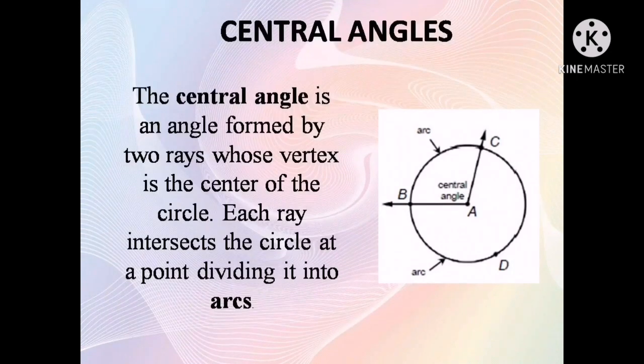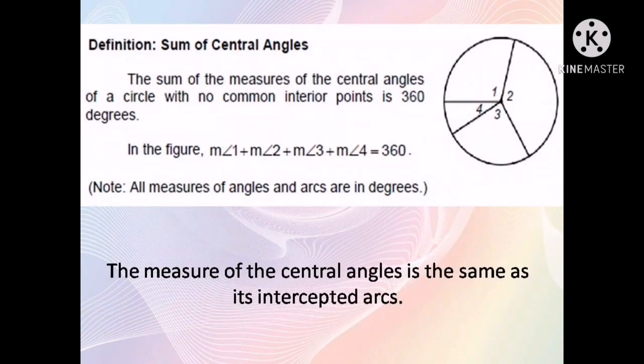Now let's discuss central angles. The central angle is an angle formed by 2 rays whose vertex is the center of the circle. Each ray intersects the circle at the point dividing it into arcs. You can refer to the illustration to identify a central angle. The sum of the measures of the central angles of a circle with no common interior points is 360 degrees.